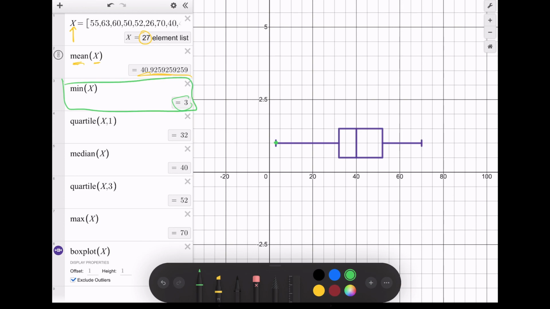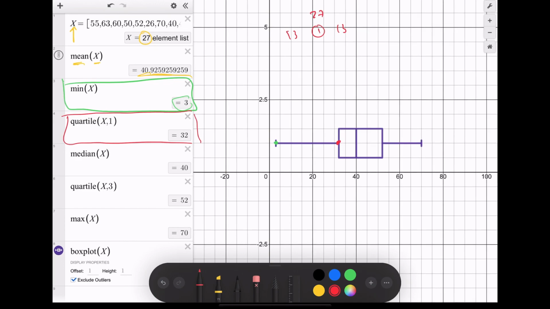Quartile 1. This is half of your numbers, the lower half. So if there are 27 numbers, I like to think of it as, well, that's an odd number, so that means there's going to be 13 in this direction, 13th. So basically you want the 14th number, and the 14th number is going to be number 32, which is here in red.